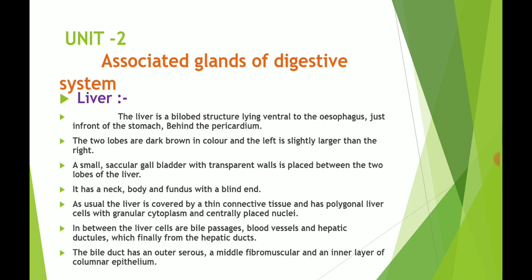There are various blood vessels present in the liver, as well as hepatic ductules. The bile duct has an outer serous layer, a middle fibromuscular layer and an inner layer of columnar epithelial cells. The liver takes part in digestion. The liver secretes an enzymatic juice which is very beneficial in the digestion of fishes.